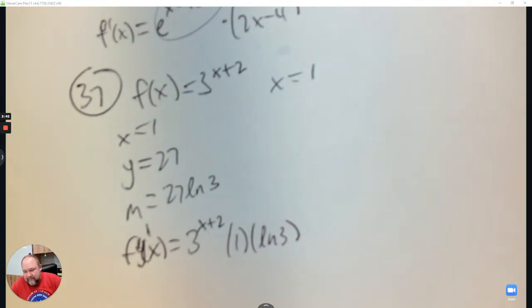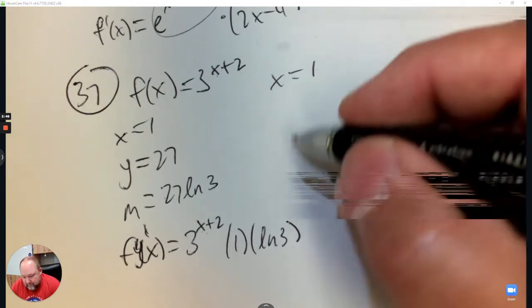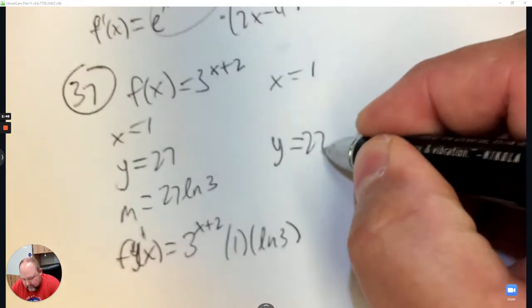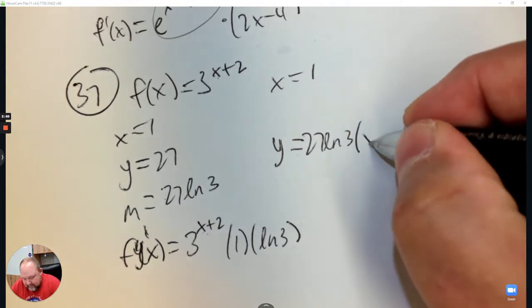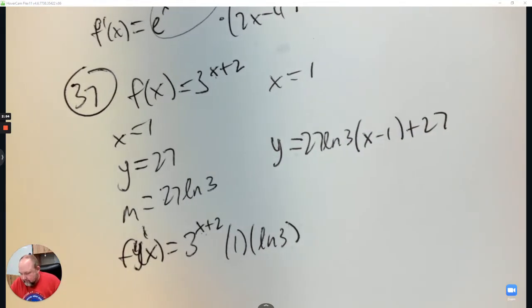I'm just going to use that. And then put it all together. The slope, 27 ln 3. And then x minus 1 plus 27. 38.